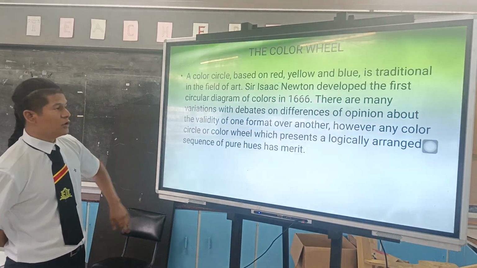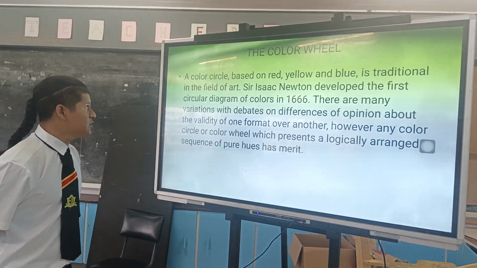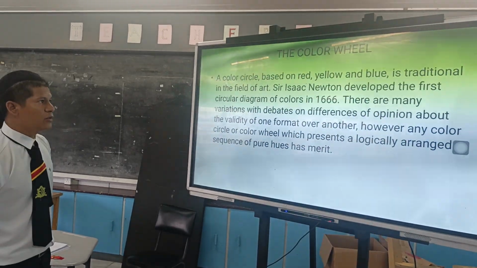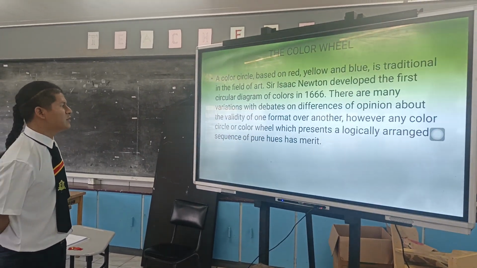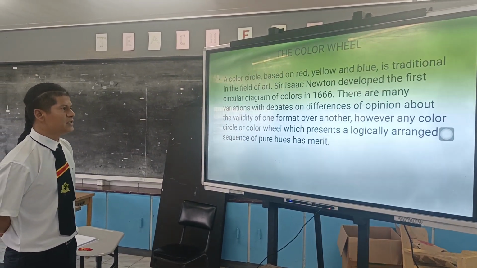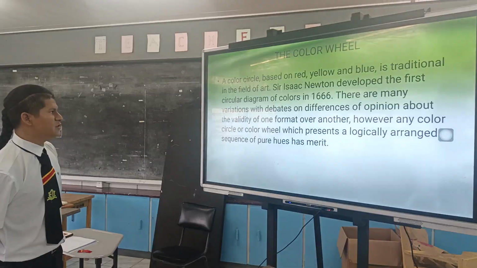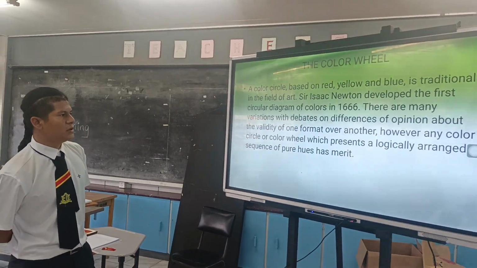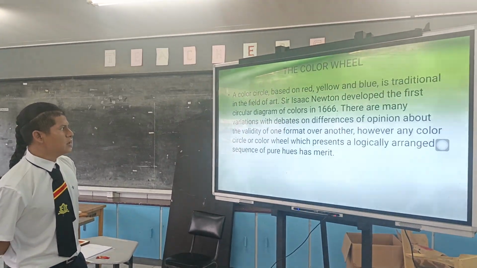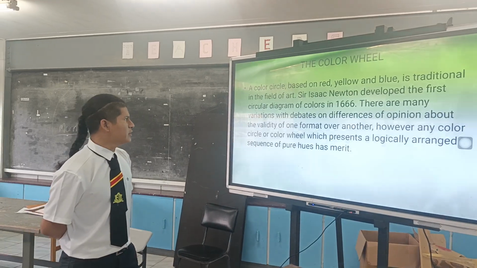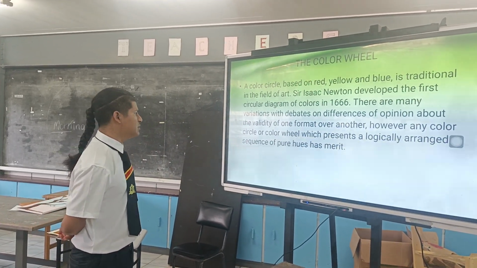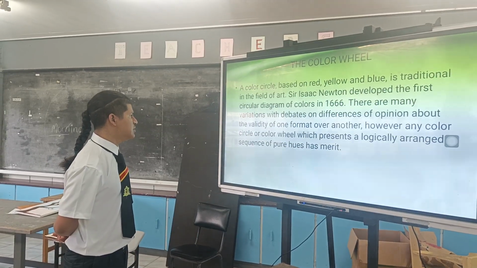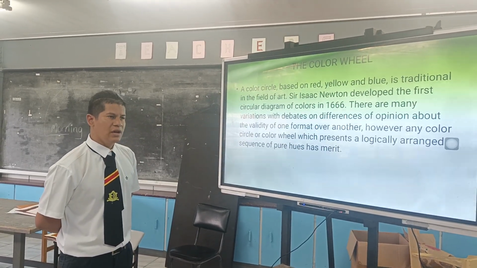Now, what is the color wheel? The color wheel, or the color circle, is based on red, yellow, and blue. It is traditional in the field of art. So Isaac Newton developed the first circular diagram of colors in 1666. There are many variations with debates and different opinions about the validity of one format over the other. However, any color circle or color wheel, which represents a logically arranged sequence of pure hues, has merit.